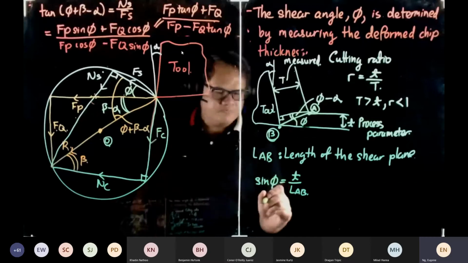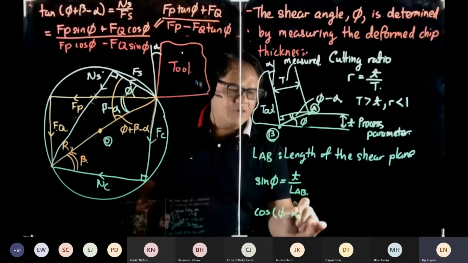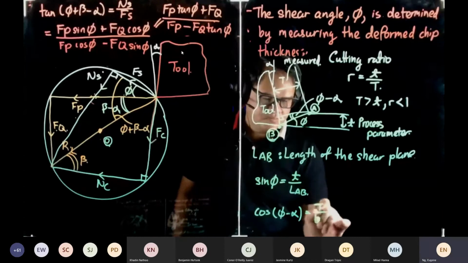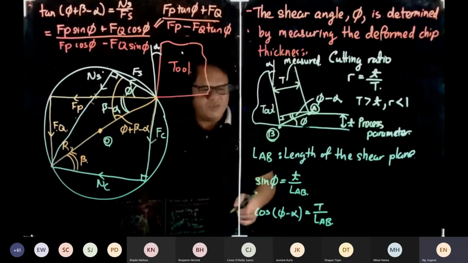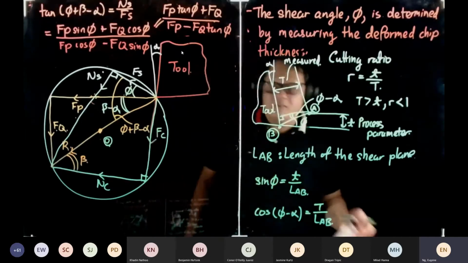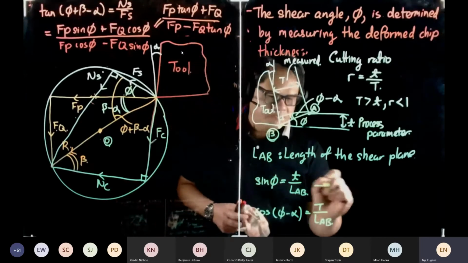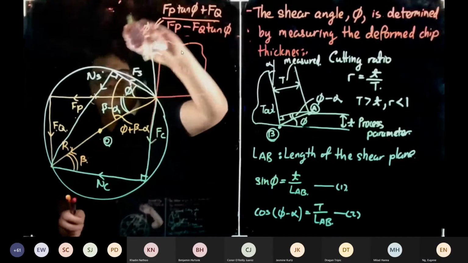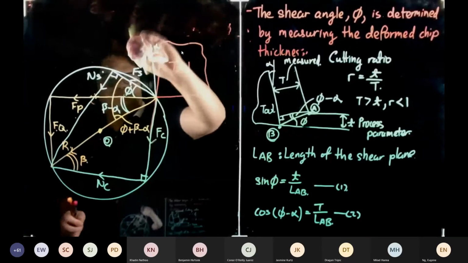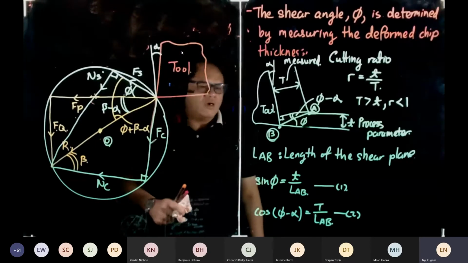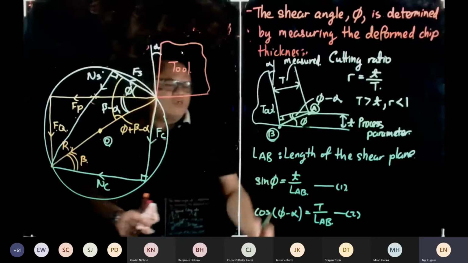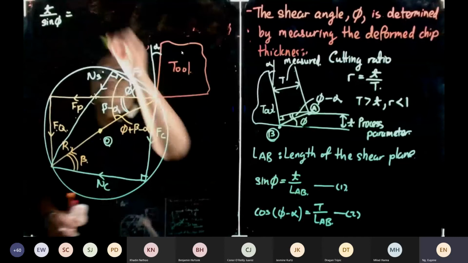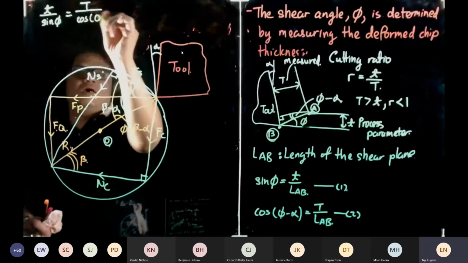The next one is cos of pi minus alpha, which is equal to big T divided by LAB. So we have this relationship, and we can equate with LAB. I'm going to call this equation 1 and equation 2. We're going to use both equation 1 and 2. Both have the common term LAB. So small t over sine pi is equal to big T divided by cos of pi minus alpha.